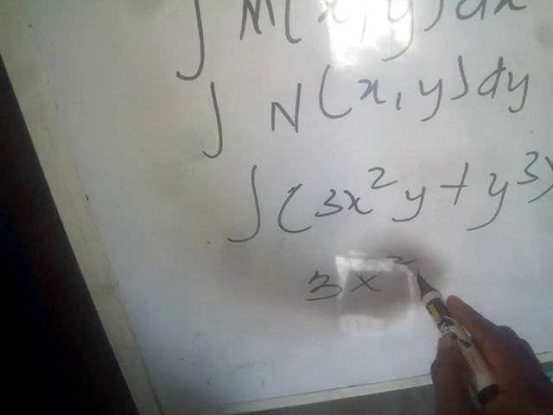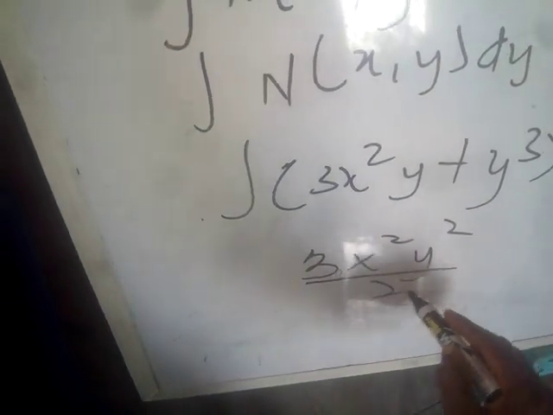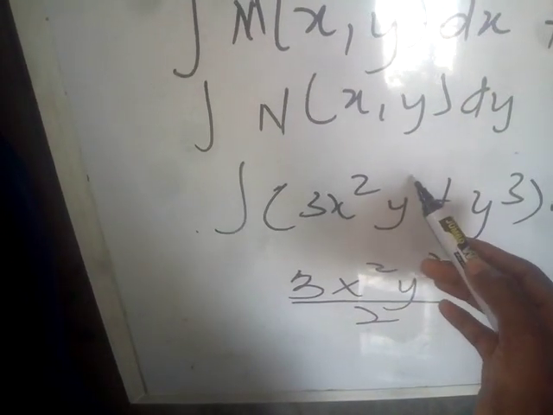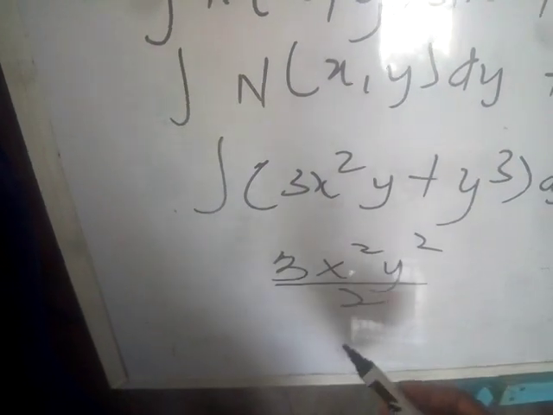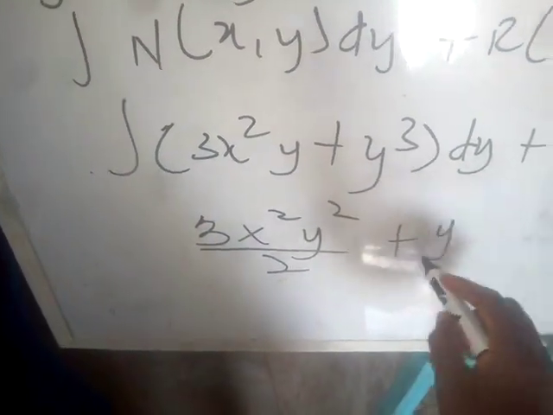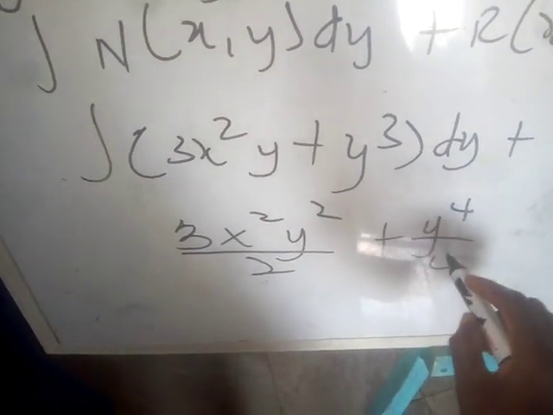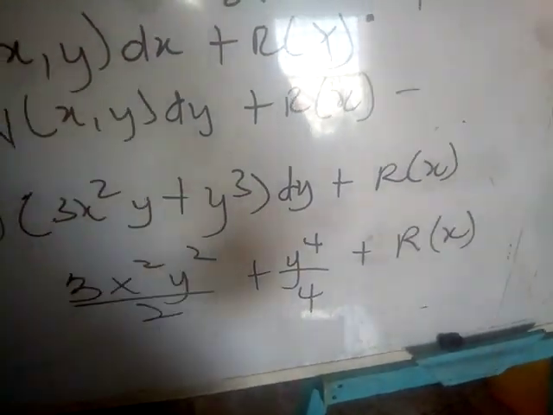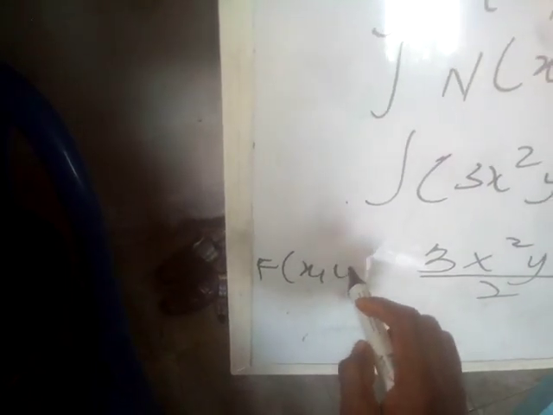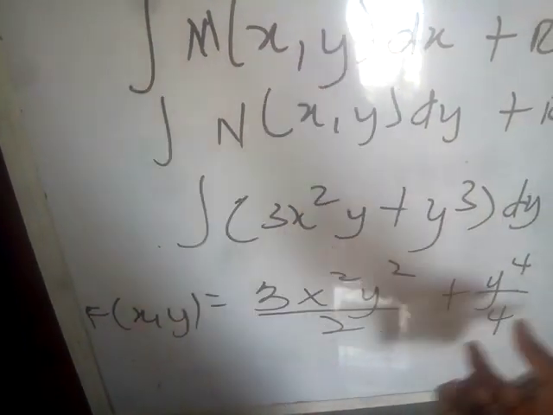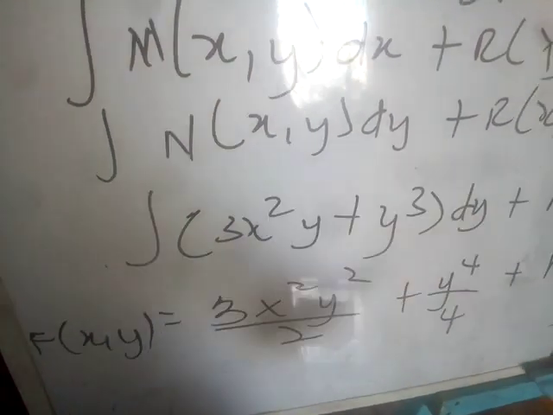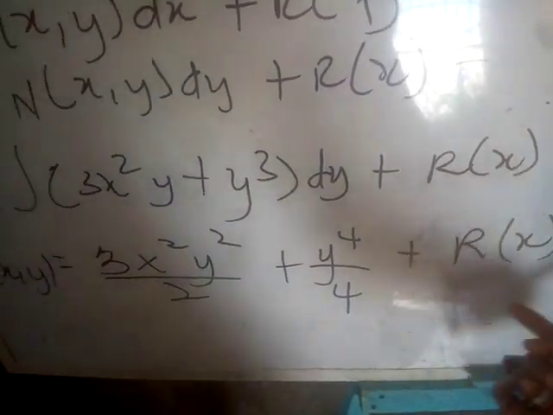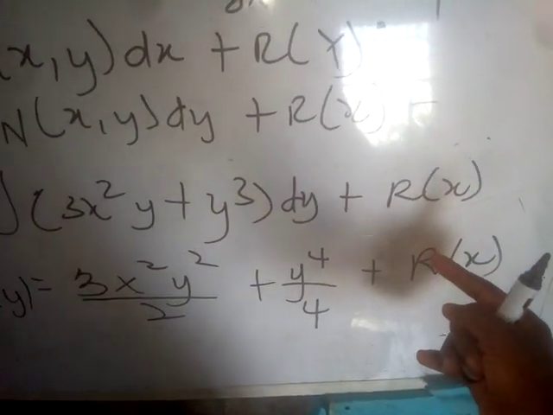3x squared y squared all on 2, because we will add 1 to the exponent and divide by that exponent, plus y exponent 4 all on 4 plus r of x. Because it's not y, we cannot integrate that part, and this is equal to actually f of x and y. So this suggests that this one is part of the answer. It is part of the answer, but we have not yet finished. We just need this one to input there to be able to complete the answer.